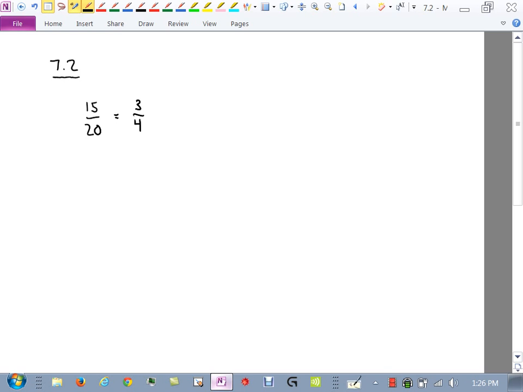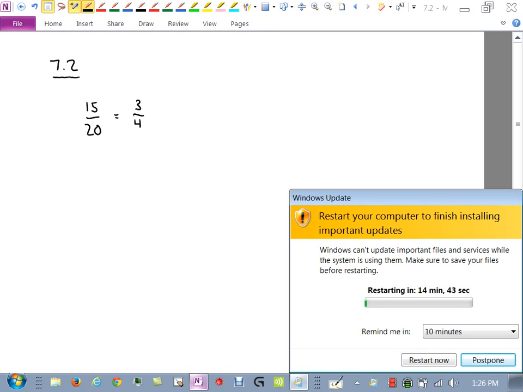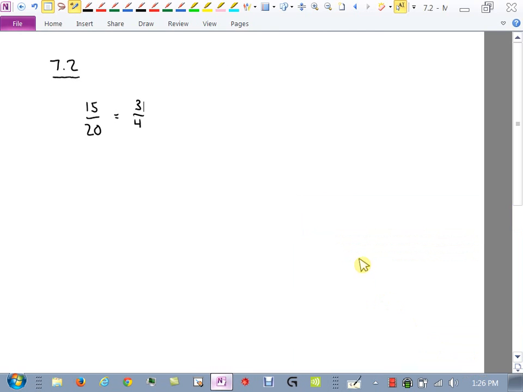Well, after you learned about fractions and what they meant, how to simplify, then you were taught the operations with fractions, which are addition, subtraction, multiplication, and division, right? How do you add fractions? How do you subtract fractions? How do you multiply fractions? How do you divide fractions?